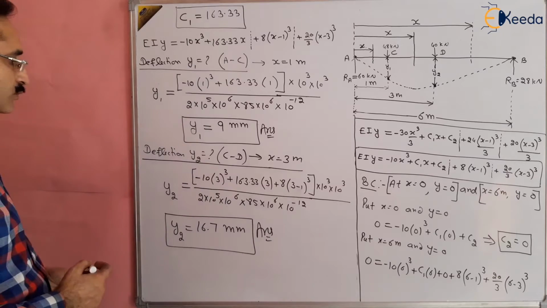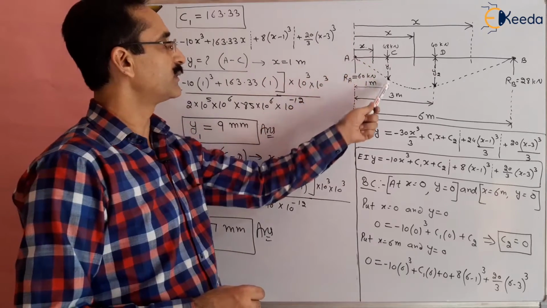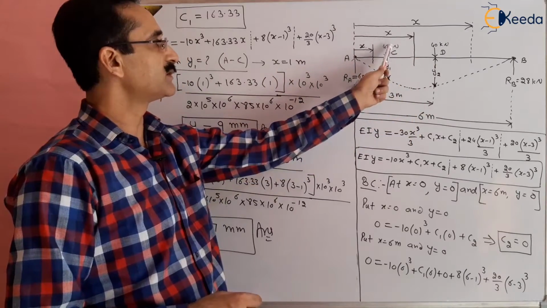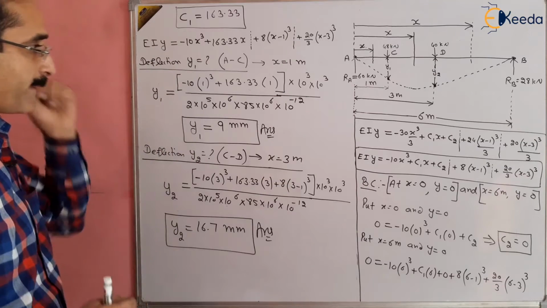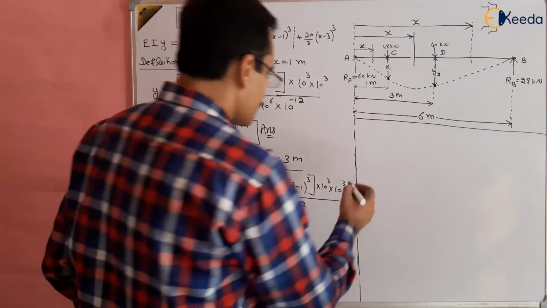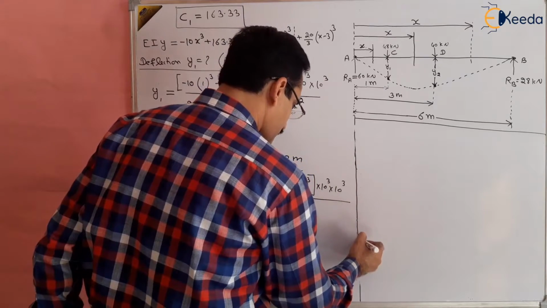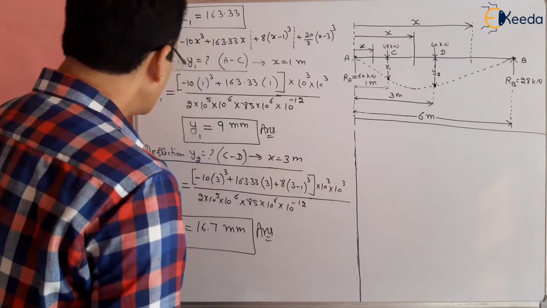So we have achieved two answers: deflection under the first load, deflection under the second load, deflection under the 48 kilonewton load, deflection under the 40 kilonewton load. Now we have to find out the maximum deflection, y max.